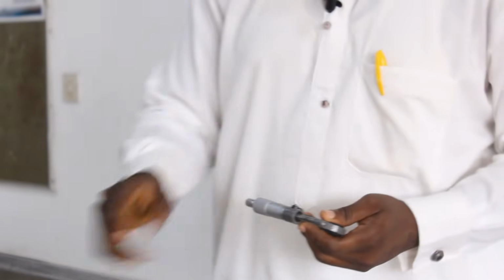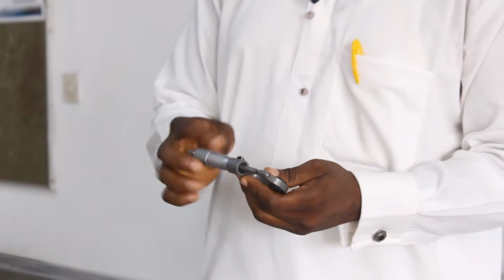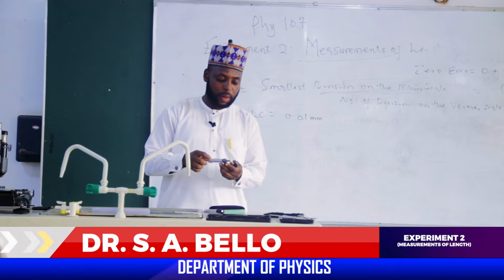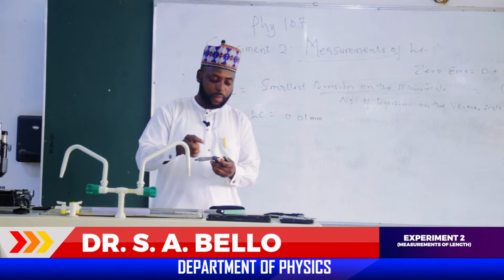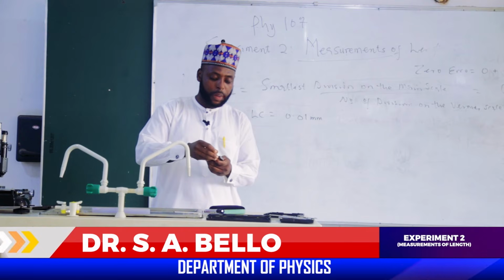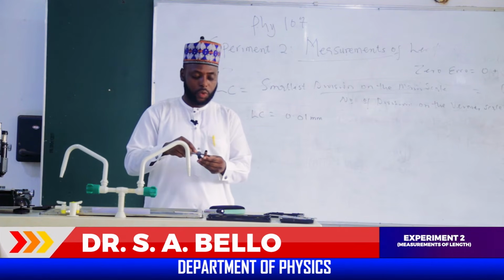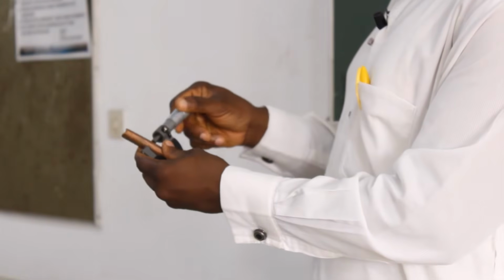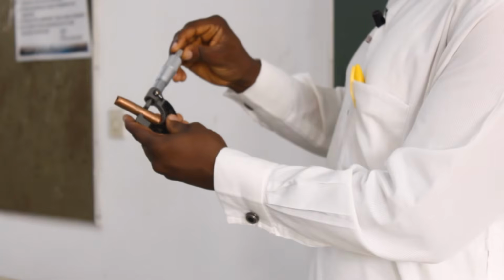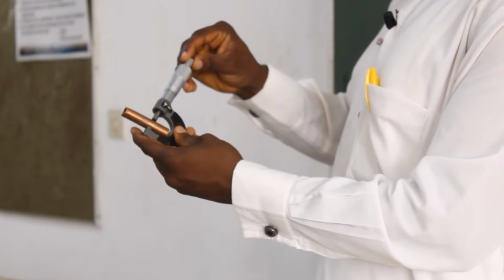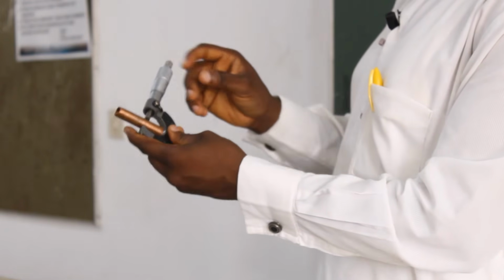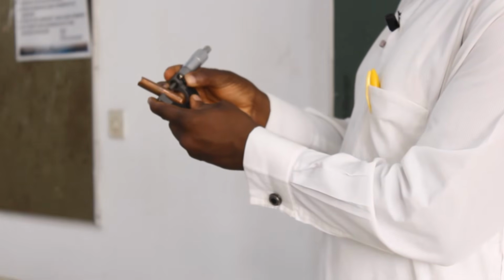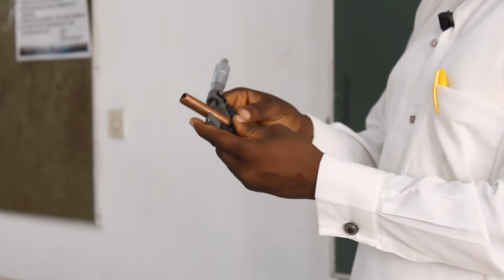Now let's take our reading of the diameter of this cylinder. First, we place the cylinder between the anvil and the spindle. Then we turn the ratchet until we get about 3 clicks to maintain consistency. Then we use this lock to lock down our object.